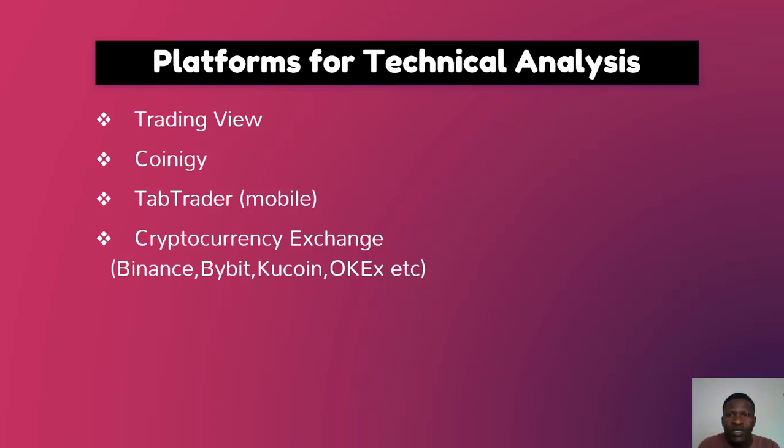So here are platforms for technical analysis. We have TradingView. This very website and application, you can use it for your cryptocurrency technical analysis, forex, stock market, and indices, a lot. We have Coinigi, we have Tap Trader, we have cryptocurrency exchanges for people that are strictly cryptocurrency traders. You can carry out your technical analysis on those exchanges like Binance. We have Bybit, we have KuCoin, we have OKX, and so on. A lot of these cryptocurrency exchange platforms also allow for technical analysis using their charts.